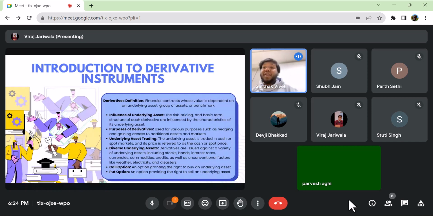Then we have the purpose of derivatives. The purpose of derivatives is that they are used for various purposes such as hedging and gaining access to additional assets and markets. So the derivative helps us to gain access to other markets as well, and to the other underlying assets that are trading in those other markets. Then we have asset trading. Asset trading is either in cash or spot markets, and its price is referred to as the cash or spot price. Whatever the spot price is, it is referred to as cash.